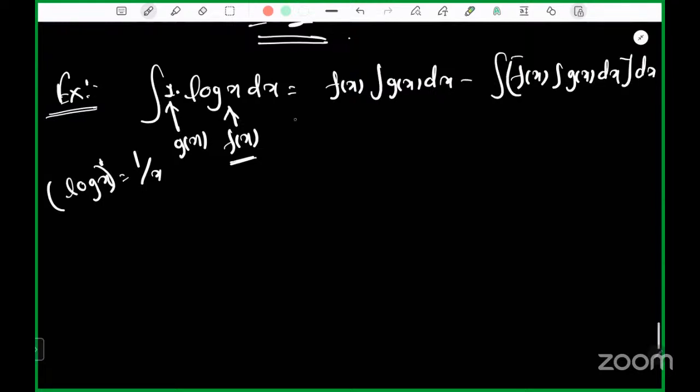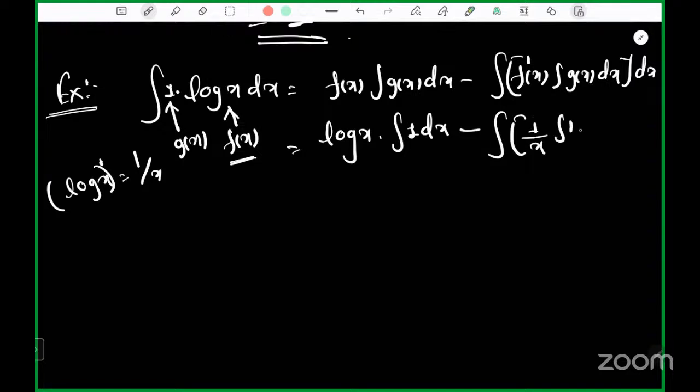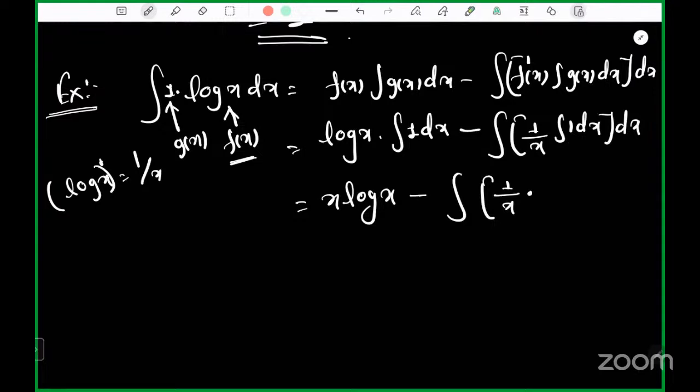Okay, so if we substitute here, it will become f of x, which is our log x, into integration of dx, which is integration of 1 dx, minus integration of f dash of x, which means 1 by x, into integration of 1 dx, and then whole dx. Now integration of 1 dx will become x. So that is x log x minus integration of 1 by x into x dx.